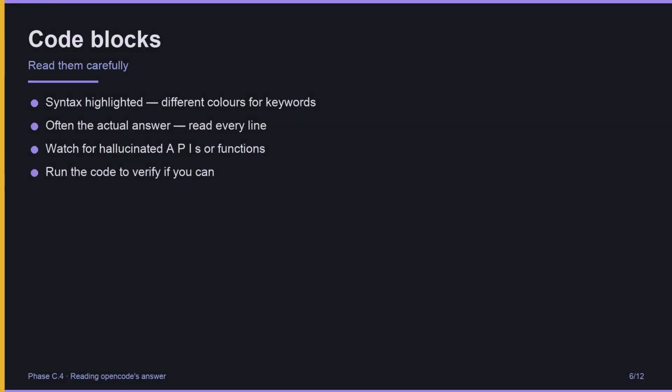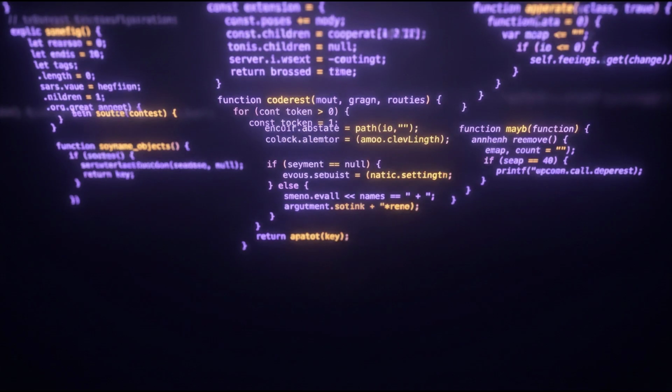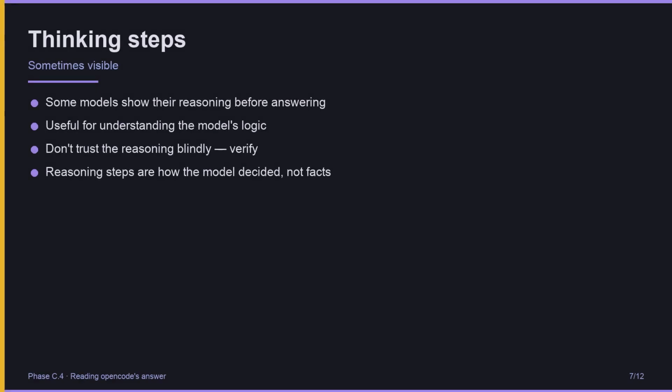Code blocks in answers. Syntax highlighted, with different colors for keywords, strings, and comments. Often the actual answer to your question, especially if you asked for code. Read every line carefully. Watch for hallucinated APIs or functions: function names that look real but don't exist. Run the code to verify if you can. Code is verifiable, so verify it. Read every code block line by line. Models hallucinate APIs.